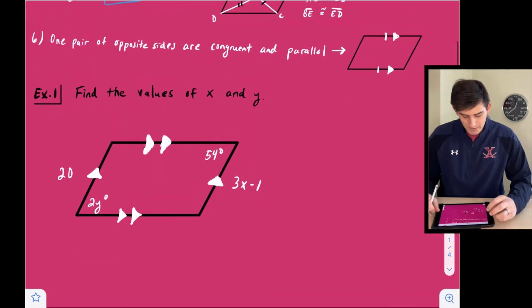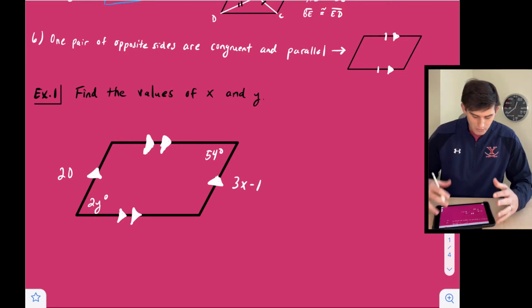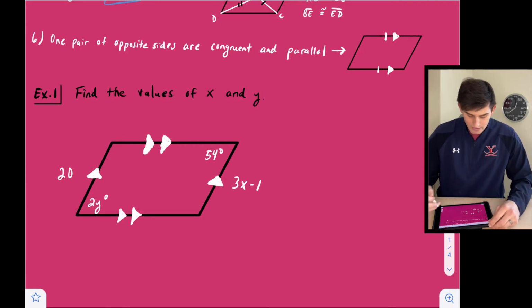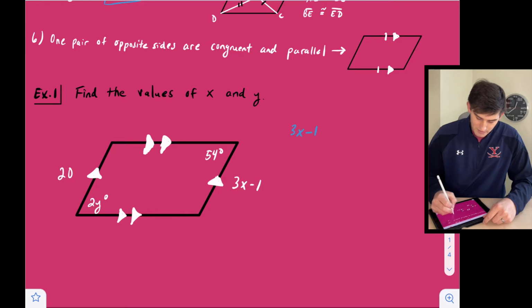Example number 1 just says find the values of x and y. So we know that the shape is a parallelogram because they've given us that opposite sides are parallel. So now we can think about some of those properties that we just looked at. So we know that opposite sides are congruent. So that means we could say 3x minus 1 is equal to 20, so that we could solve for x. So we get 3x equals 21, and we get x equals 7, okay?